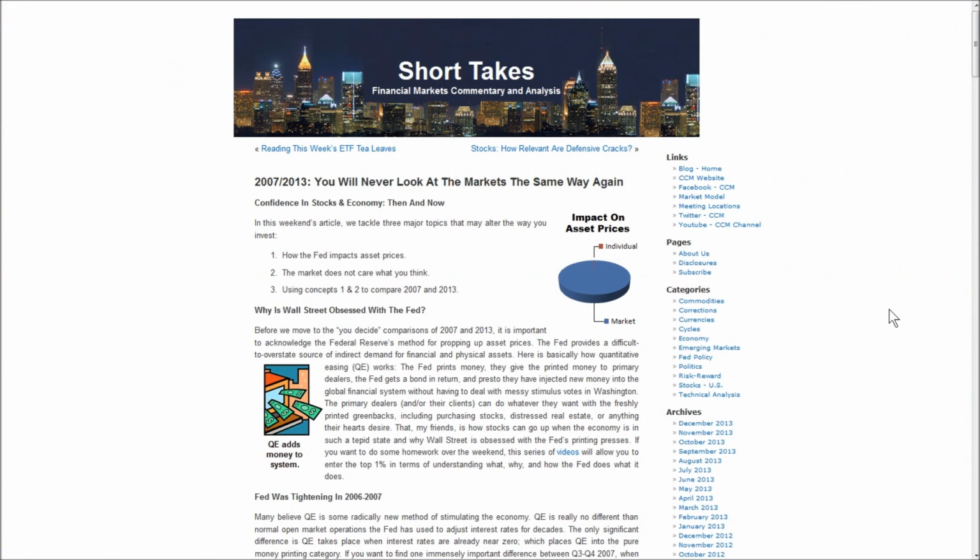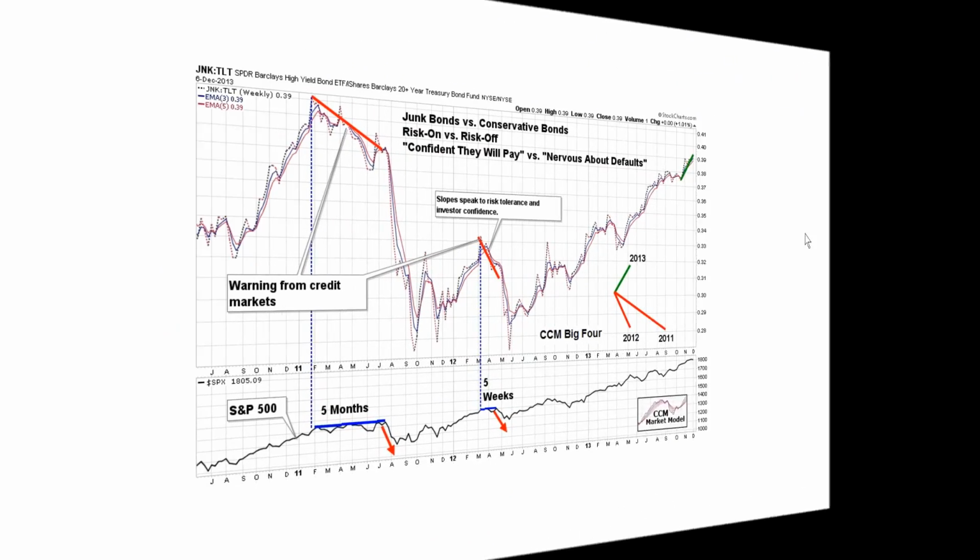Before we get into the charts, if you haven't seen this post here on our blog, Short Takes, I suggest you Google it and take the time to read it. It helps us understand why monitoring the market's pricing mechanism, as we do with these charts and with the CCM market model, is important.